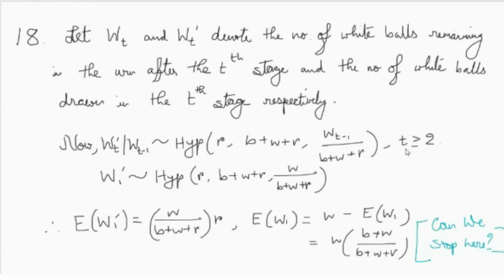Now, let us first find out the expectation of W1 dash. So expectation of W1 dash is, as we know, for a hypergeometric (small n, capital N, p) distribution, it is small n times p. So here small n is r and p is w by b plus w plus r, which is w by b plus w plus r into r. And so expectation of W1, that is the number of white balls remaining in the urn, is w minus expectation of W1 dash. So it is w into b plus w by b plus w plus r. This is simple algebra, you can do it.